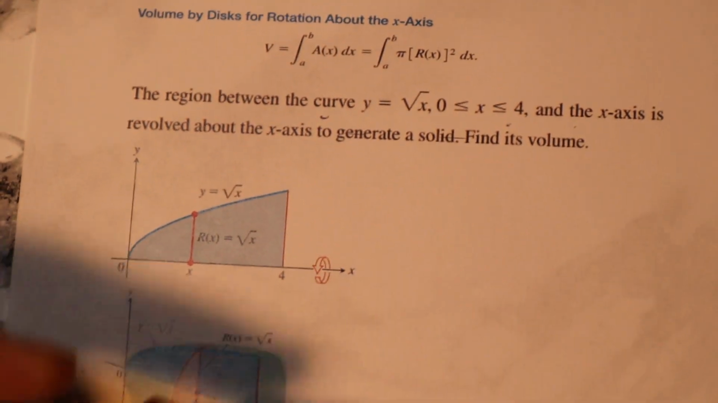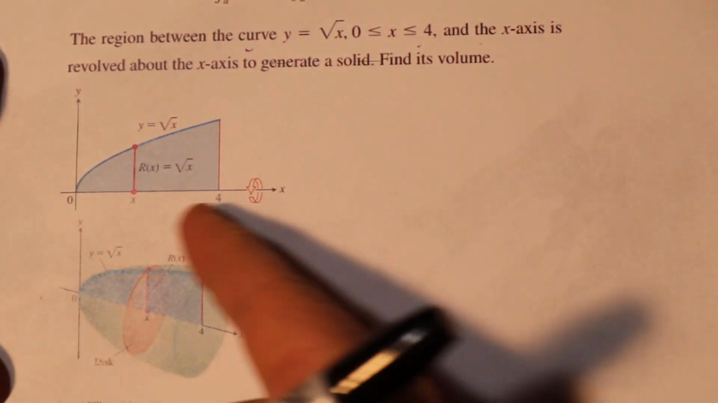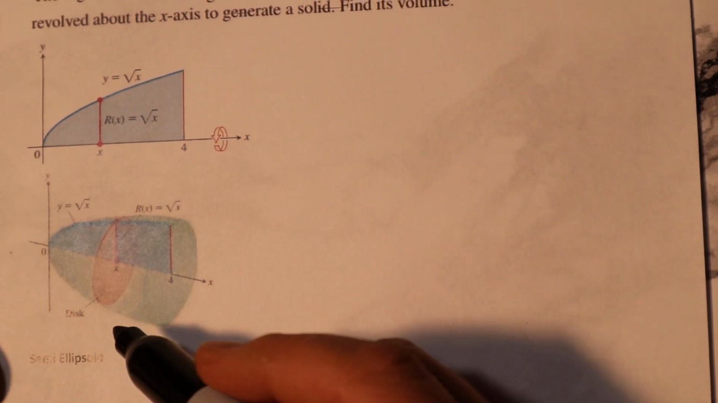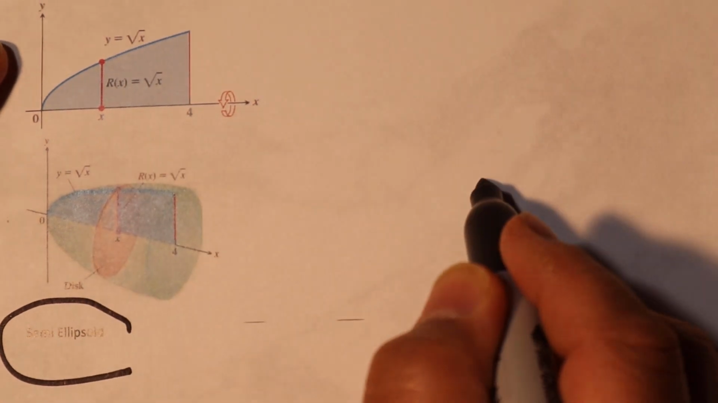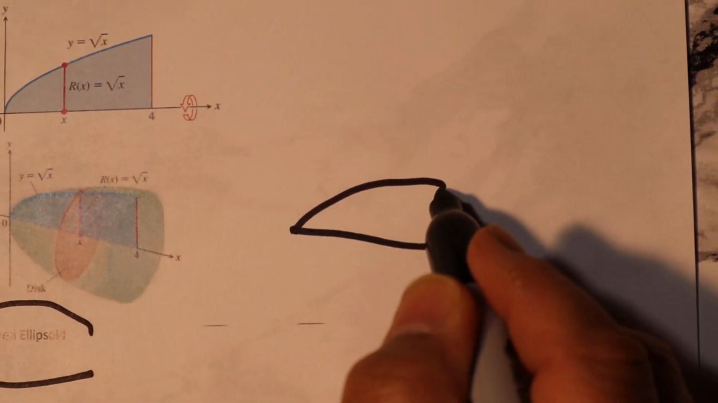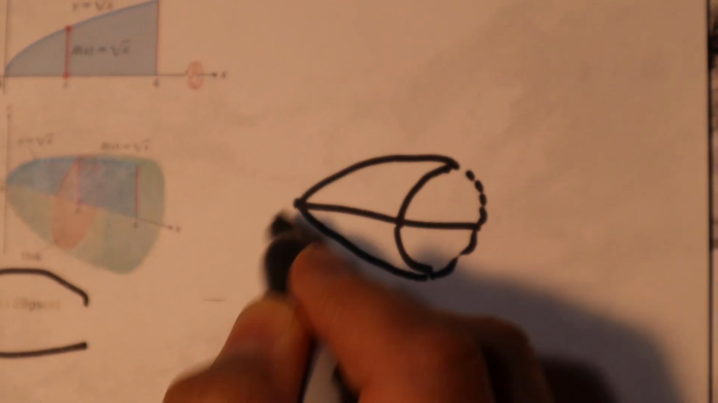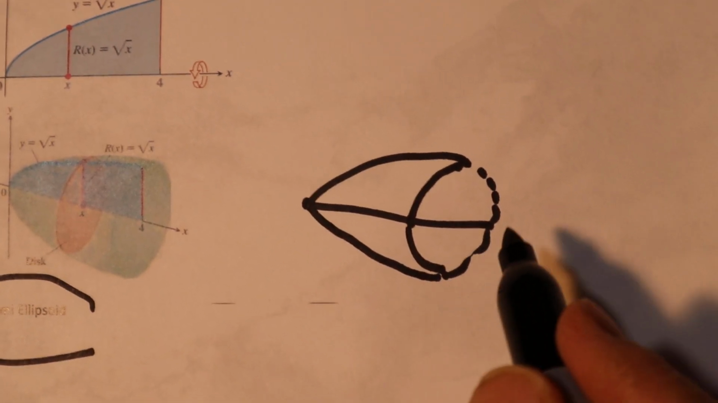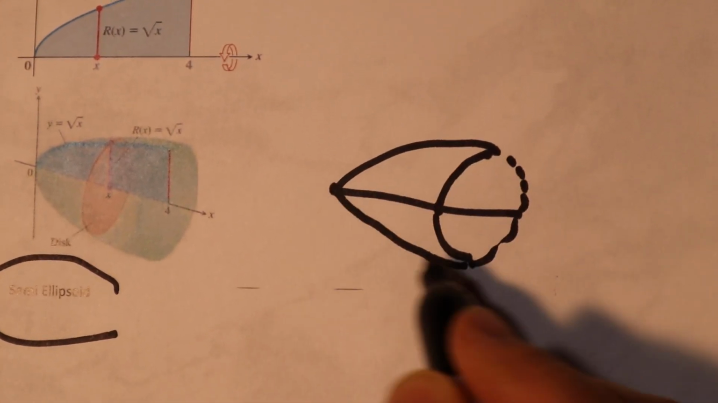When you spin or revolve the curve around the x-axis, imagine this three-dimensional figure. We call this a semi-ellipsoid. When you revolve this curve around the x-axis, you obtain this three-dimensional figure here. It's not like a truncated cone. It's a semi of the football, like in a football game. It's half of it.